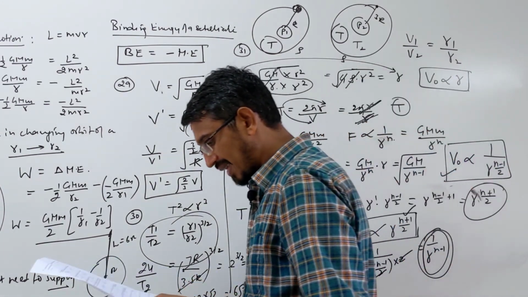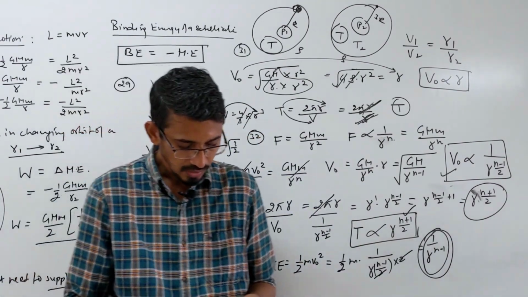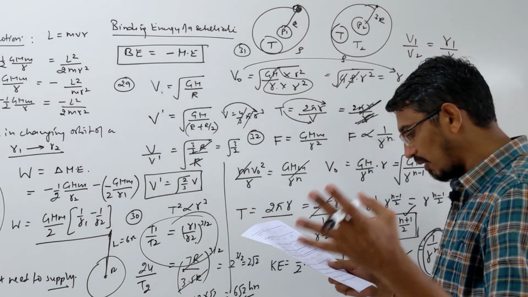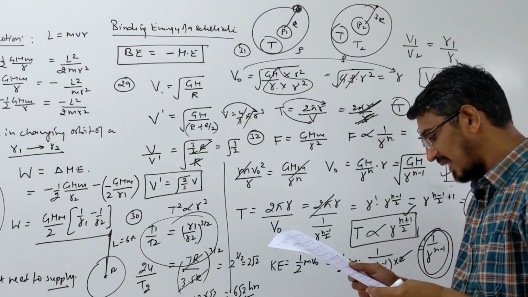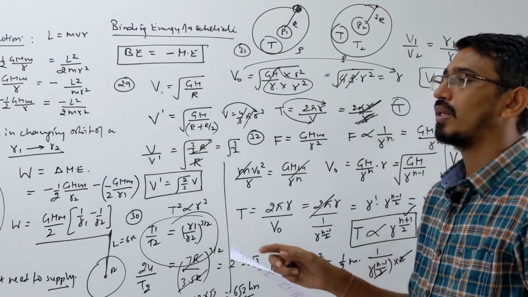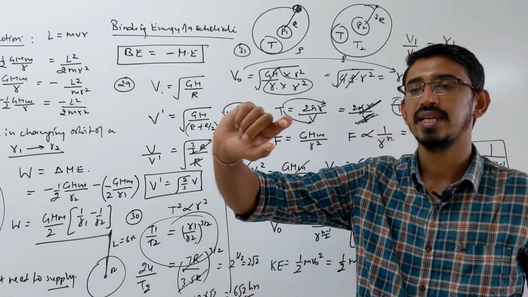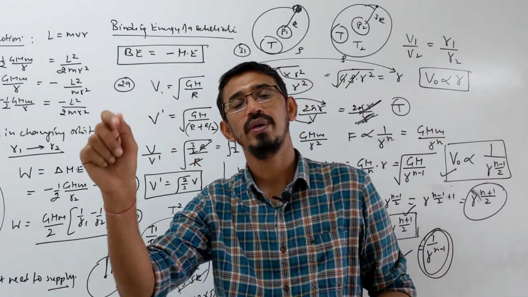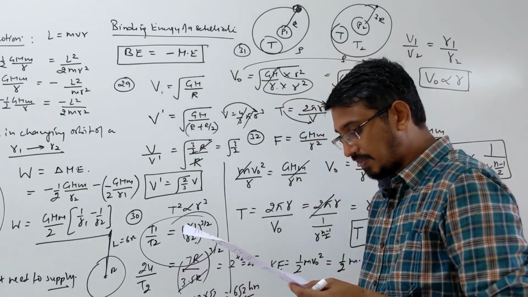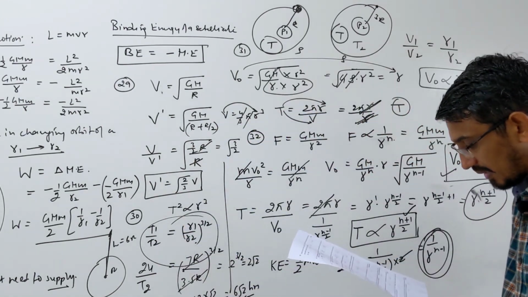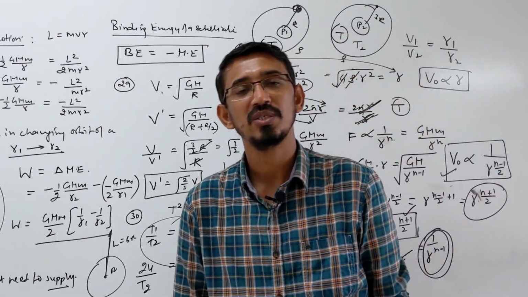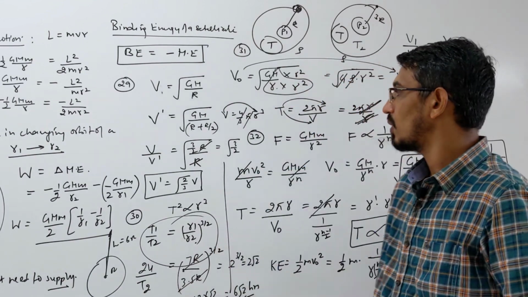There is one more question based on error. Look at question number 33. A satellite is launched into a circular orbit of radius r around the earth. A second satellite is launched into an orbit of radius 1.01 times r. The initial radius is r and the second orbit radius is 1.01 into r, a very small change. They are asking by approximately what percentage the period of the second satellite is larger than the first. The answer is in percentage, very small, so you can use the error concept here.